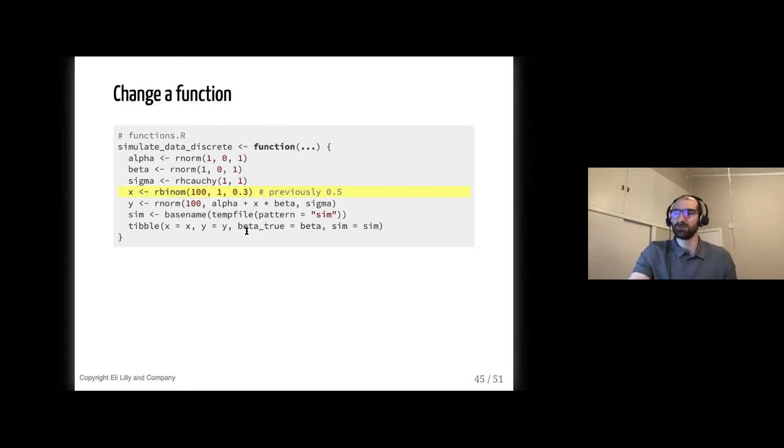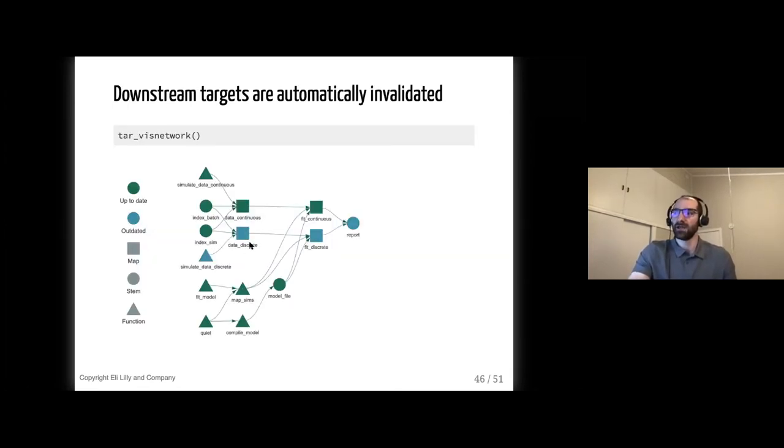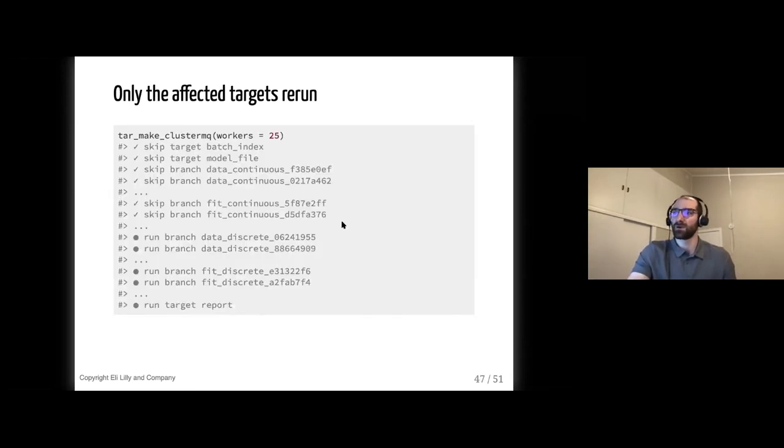Likewise, if we change a function, targets is going to detect the change. It knows the downstream functions and targets that depend on that change, and it automatically says, hey, this is out of date now. And then when we run it again, it's a similar story. Only the affected targets are recomputed.